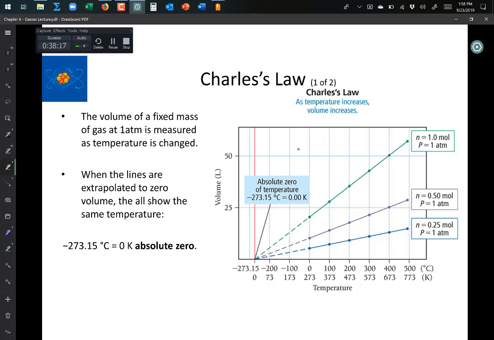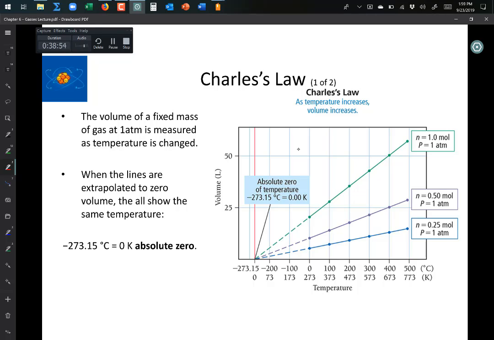This is in degrees Celsius. So this is 0, 100, 200, 300, 400, 500 Celsius. It's pretty hot. The line that you get is proportional to the temperature. But the other interesting thing is that as you cool it, if you extrapolate this, meaning he couldn't go back to these temperatures, but if you extrapolate these lines, they all come to a single point. And that point is the temperature at which these volumes all go to zero.